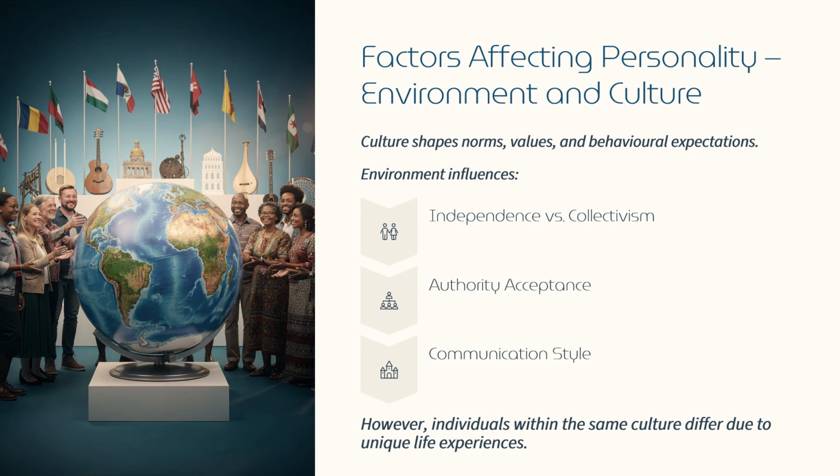While genes provide the blueprint, the environment builds the house. The environment includes the culture we are raised in, our early conditioning, and the norms of our family and social groups. Culture is particularly powerful. It establishes the norms, attitudes, and values that are passed from one generation to the next. For example, some cultures place a high value on independence and competition, while others emphasize cooperation and group harmony.